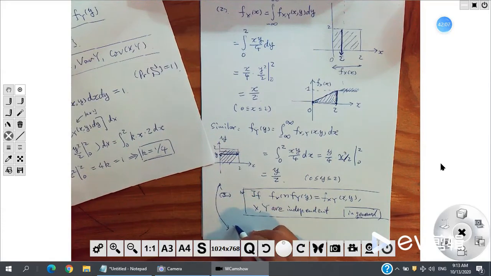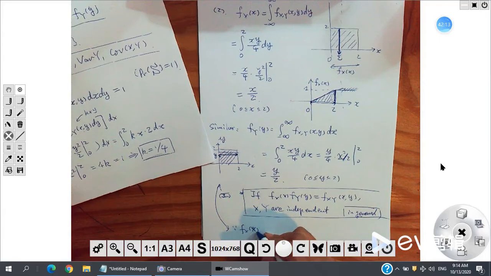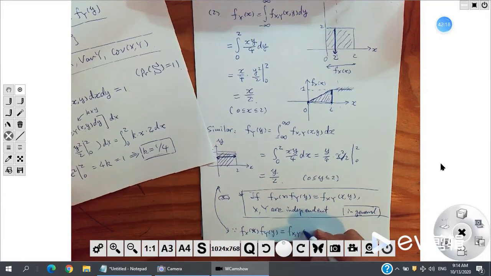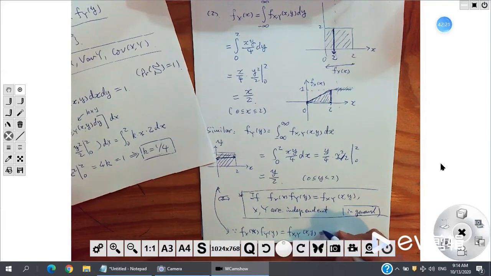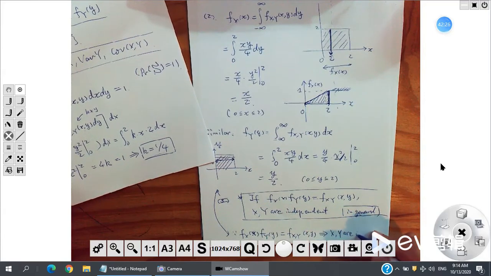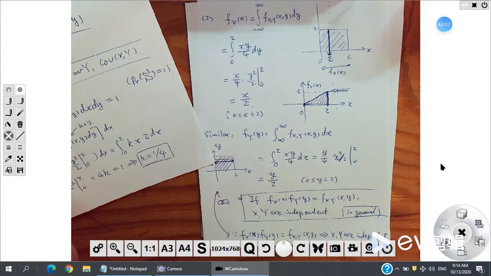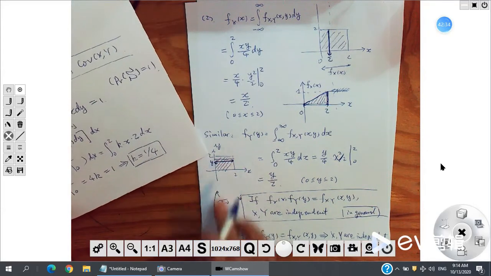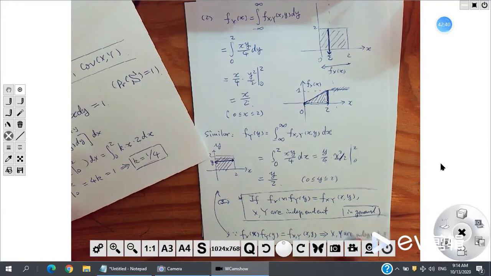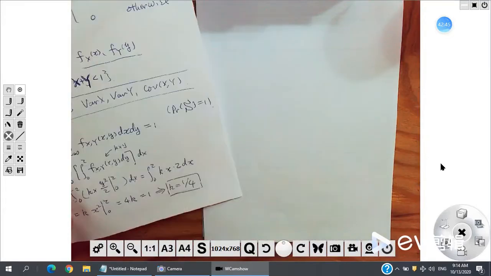So in this example, because f of x times f of y equals f of x,y, x and y are independent. Just for this example, right? This is the general definition, and we know they are the same, so they are independent. Then we check the next one.